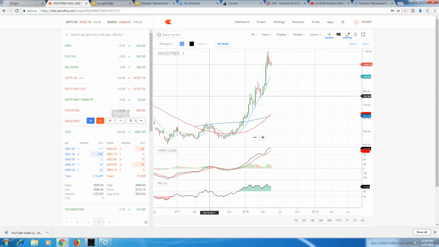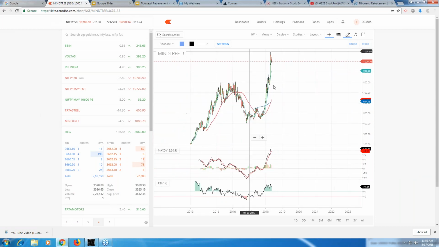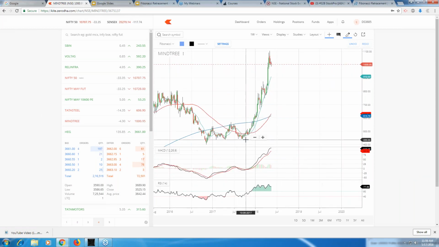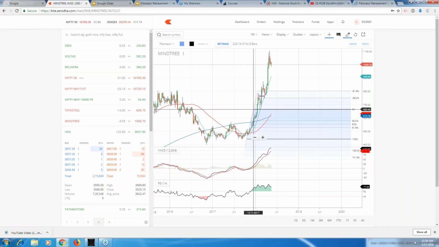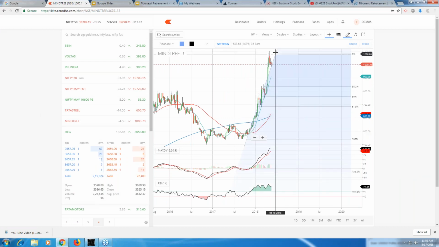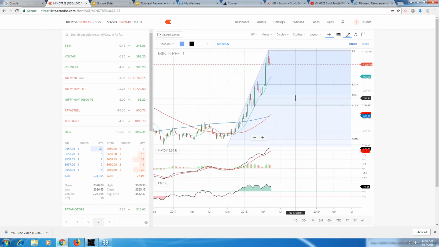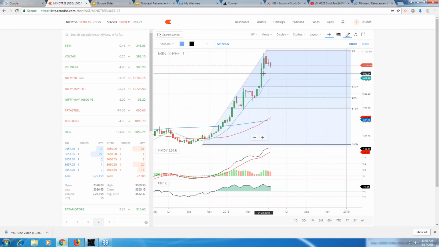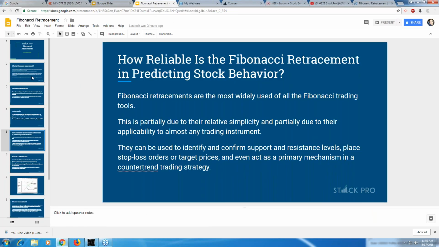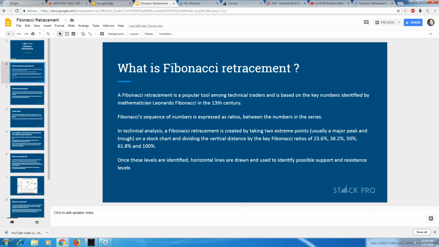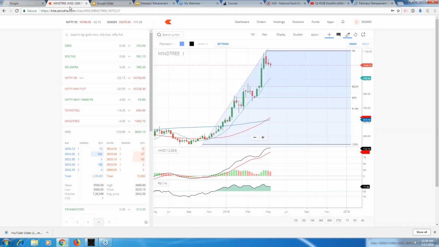This is Mindtree. This is the recent low, right? And this is the recent high. Let me plot the levels. If the stock falls somewhere here, it's going to be 23%, what was the ratio? 23.6% ratio. Somewhere here, the 23.6% ratio will be somewhere here.